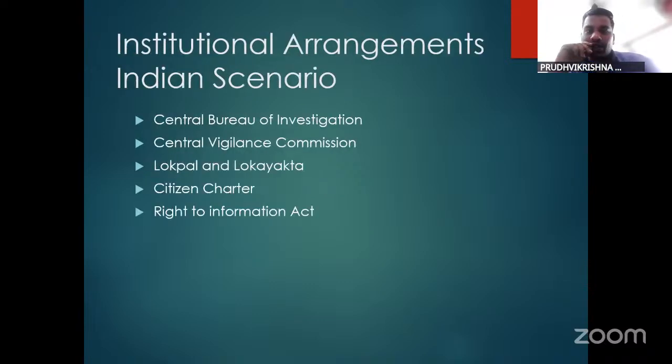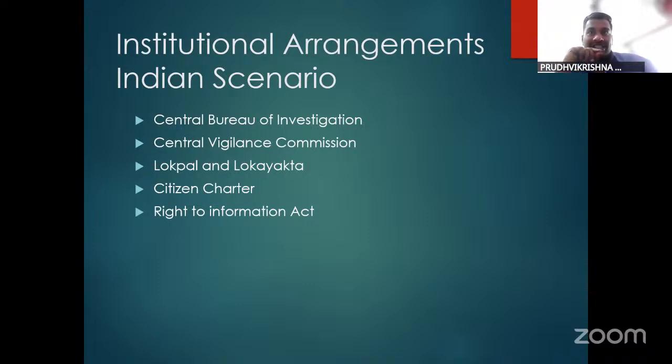Next, what are the institutional arrangements at the national level? Institutional arrangements like the CBI, Central Bureau of Investigation, which was set up in 1963 by a resolution of the Ministry of Home Affairs. But now it is presently under the Ministry of Personnel and enjoys the status of an attached office. This establishment of the CBI was recommended by whom? By the Santhanam Committee on Prevention of Corruption in 1962-63. Remember that the CBI is neither a constitutional body nor a statutory body. It is just established by a resolution.